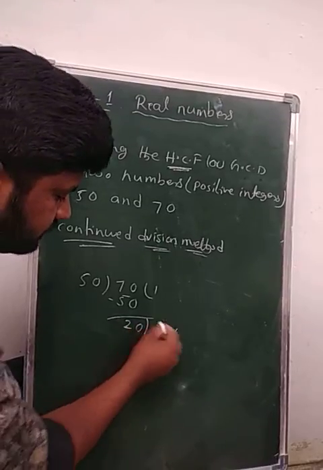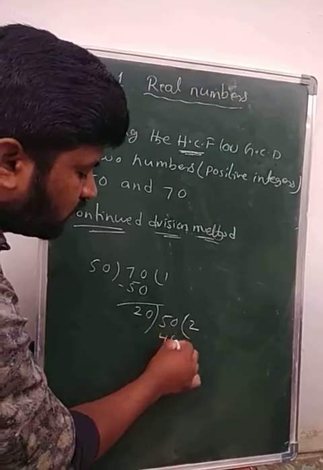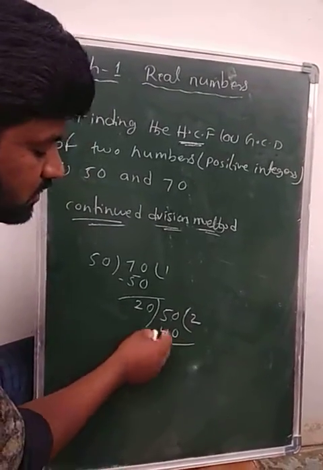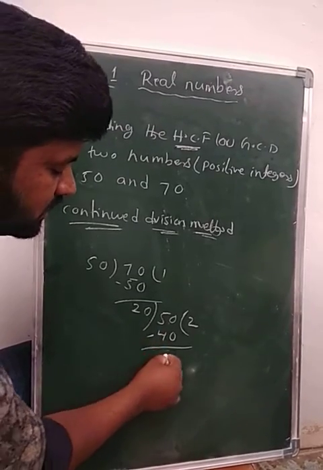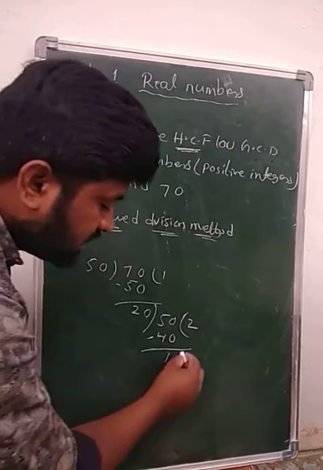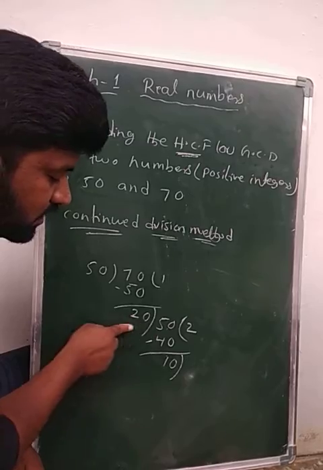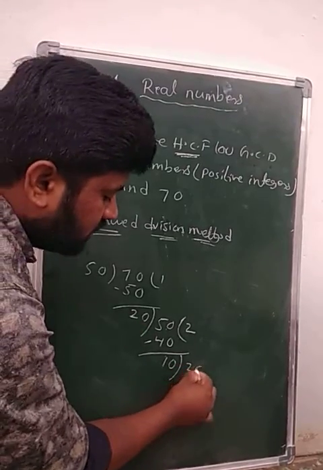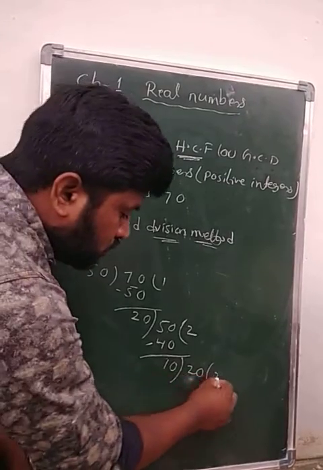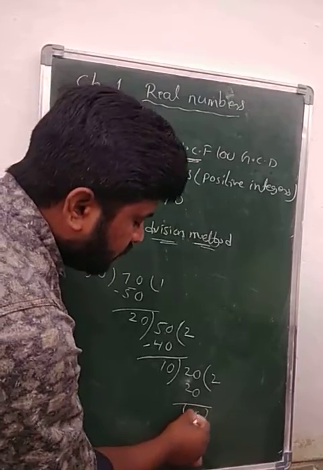Then again, 20 twos are 40. 50 minus 40, that is 10. Now 10 is a remainder. Now it acts as a divisor. The divisor 20 acts as a dividend. Okay. 10 twos are 20. So clearly we get the remainder as 0.